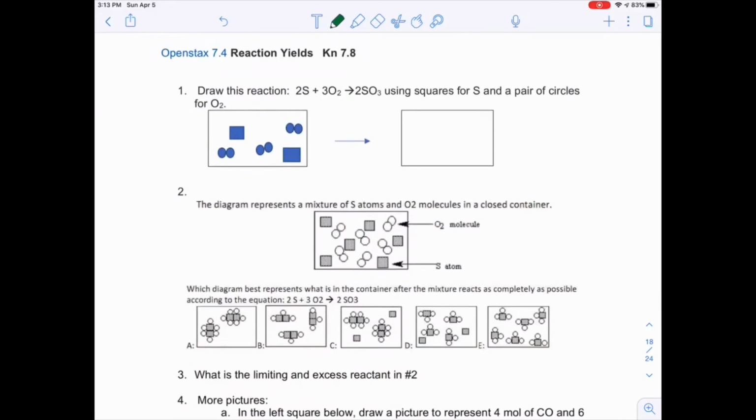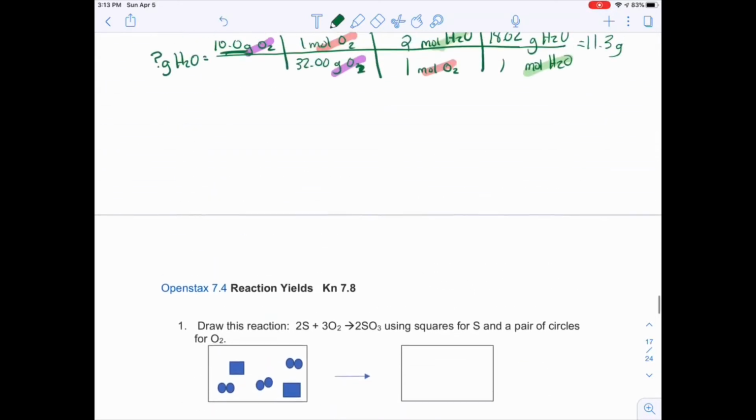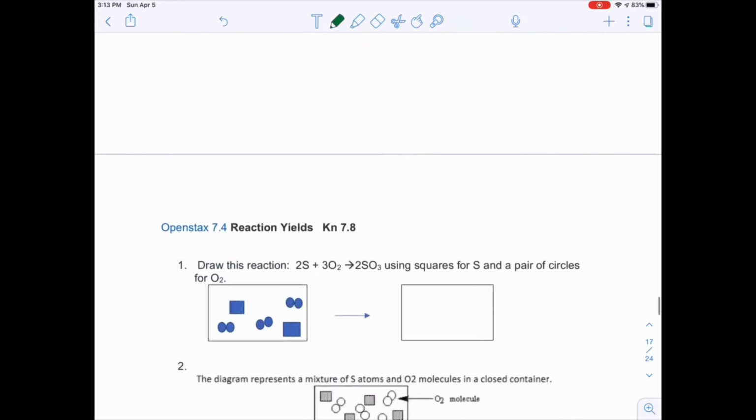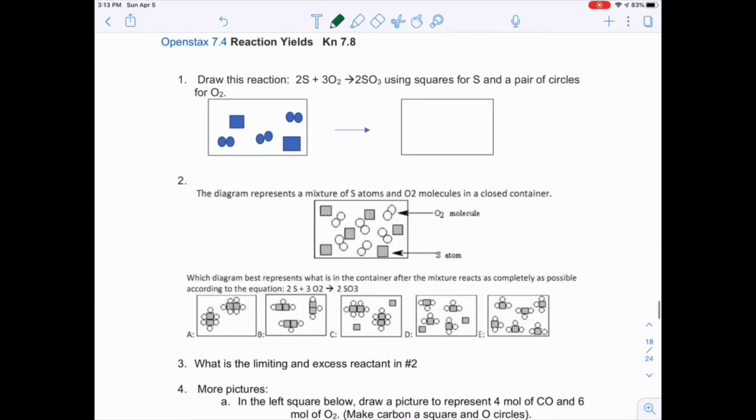You'll notice this is 7.8. So this is going to be talking about reaction yields and something called limiting and excess reagents. So you're going to be practicing the process we just talked about quite a bit more in this section. So that's why there's not more practices yet. You're about to have some good practices.